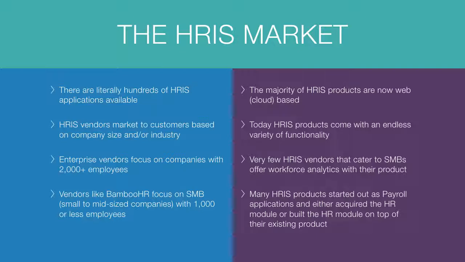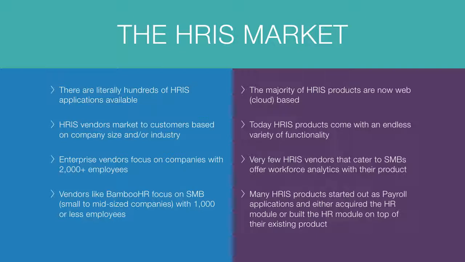HR vendors market to customers based on company size and industry. As I mentioned, Bamboo HR caters more to smaller organizations, whereas Workday is for large Oracle, Cisco, those type of size organizations. Enterprise vendors focus on companies with 2,000 or more employees. Vendors like Bamboo HR focus on small to medium-sized businesses with 1,000 or fewer employees.